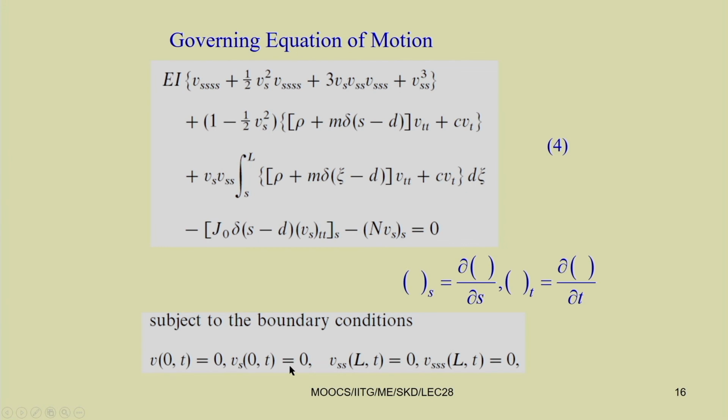For that case we will find how it can be derived. In this case, as we are taking a cantilever beam, the boundary conditions are that at the fixed end the displacement and the slope are 0, and at the free end the bending moment and shear force will be 0. Bending moment is proportional to del square v by del s square and shear force is proportional to del cube v by del s cube at the free end, that is at s equal to L. So, v double prime s at L, t equals 0 and v triple prime s at L, t equals 0.